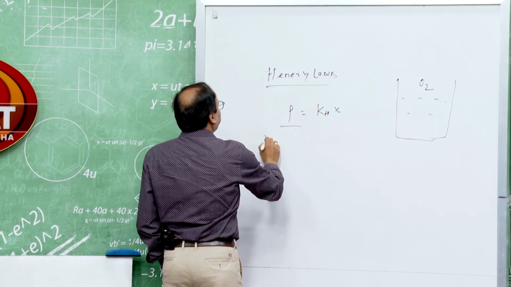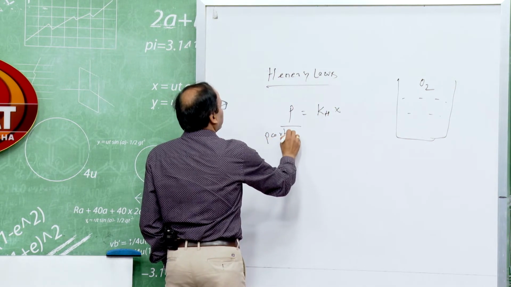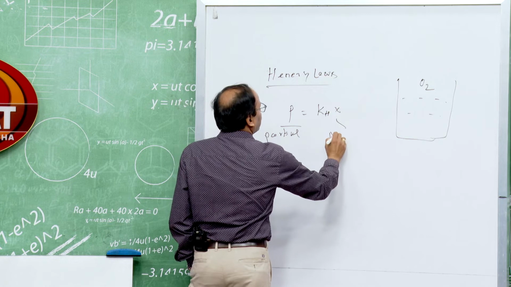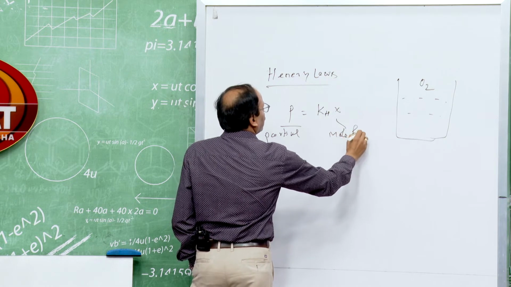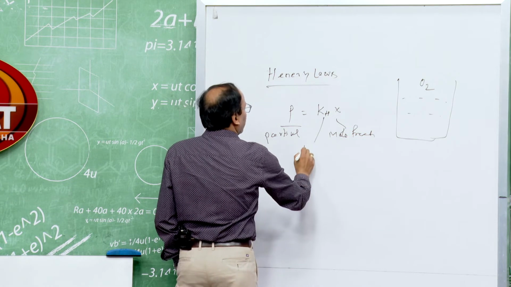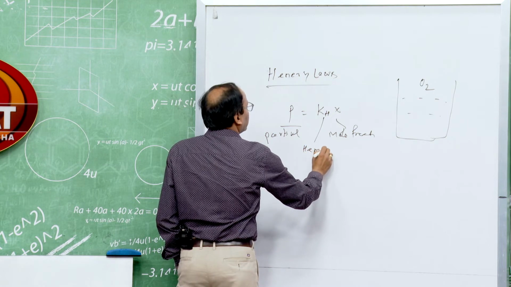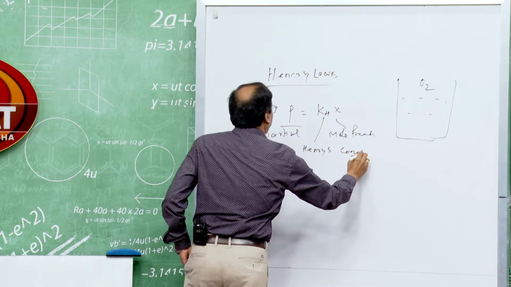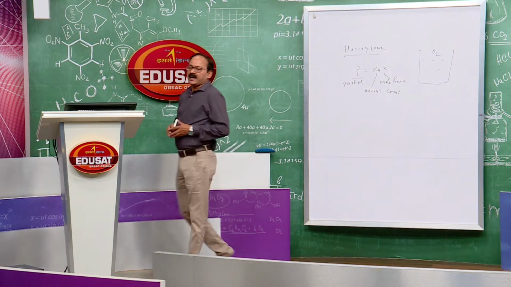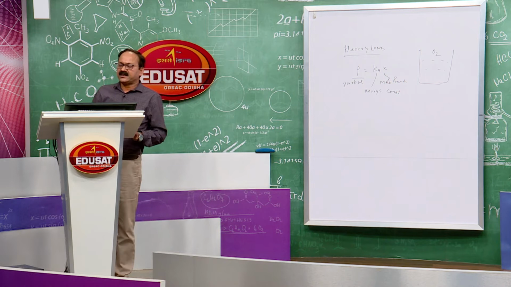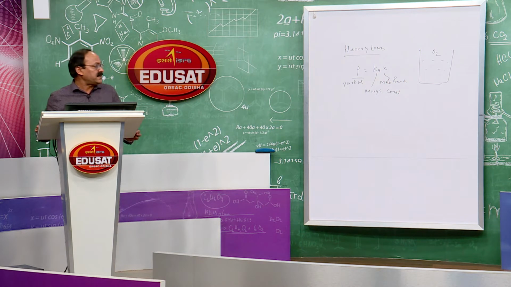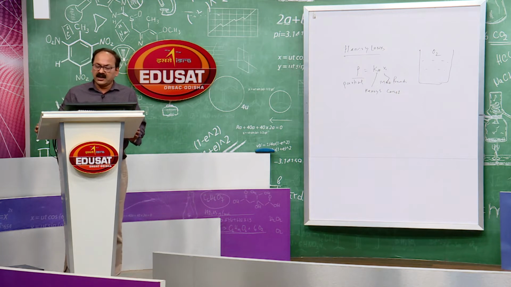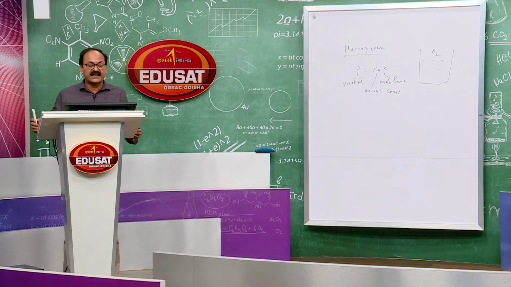P is the partial pressure and x is the mole fraction of the solute, and K is called Henry's constant. This law was given by Henry. According to him, the partial pressure of the gas in vapor phase is directly proportional to the mole fraction of the solute. The equation is written as P is equal to KH x.